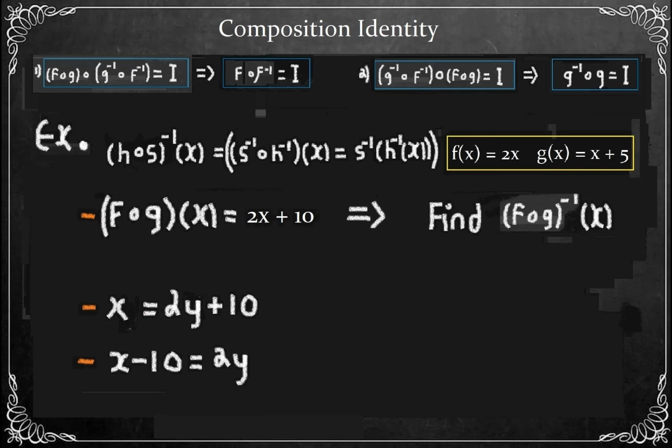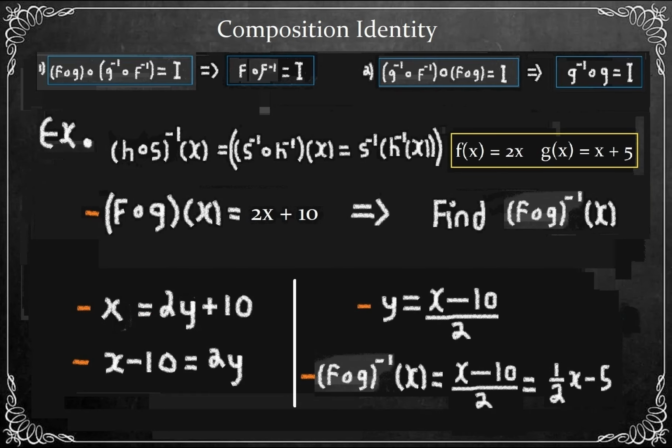Now let's find the inverse of the composite function. To reverse 2x plus 10, replace x with y, then subtract 10 from both sides. Second column, divide both sides by 2, which returns y equals x minus 10 over 2. Then replace y with the notation (f of g) inverse. Then we rewrite the right side as 1 over 2 x minus 5.